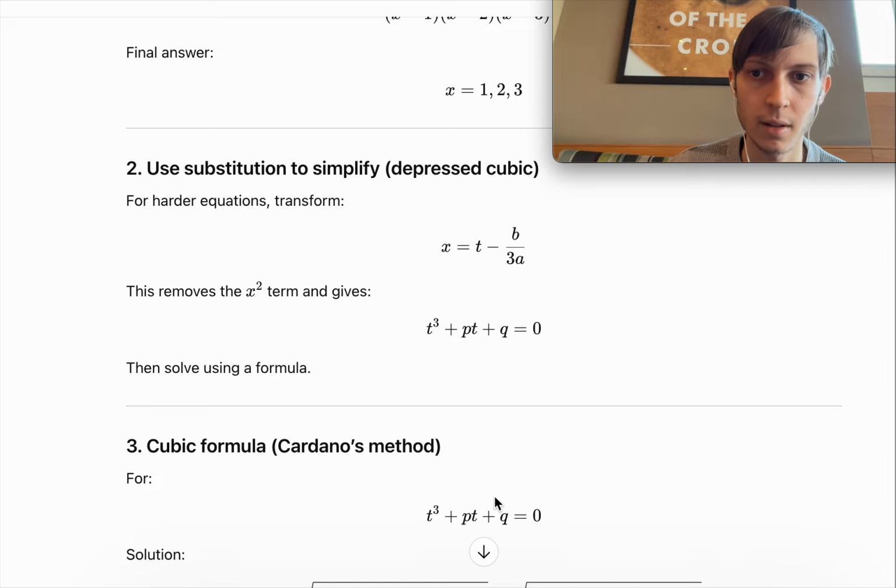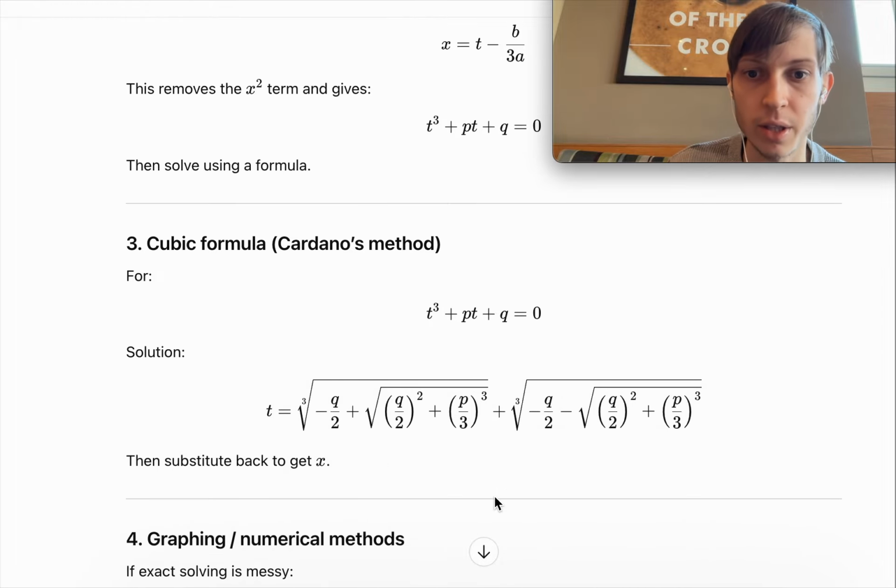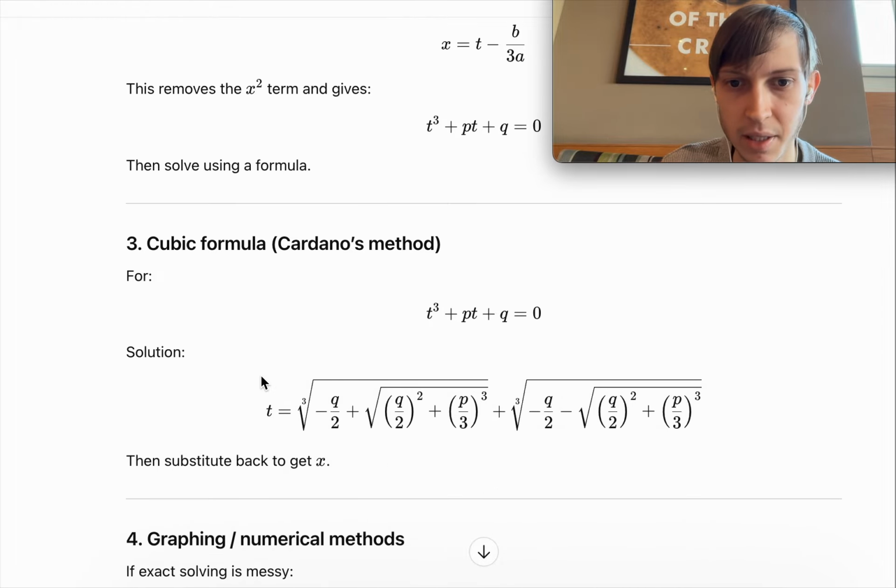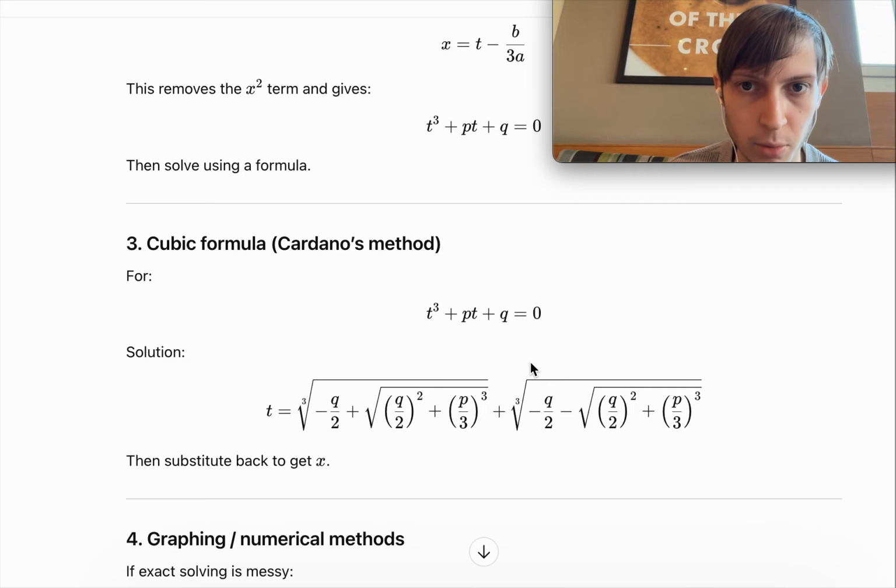You can search that: cubic formula. Oh, here it is. Nice. So basically it's an explicit formula, Cardano's method. For t cubed plus pt plus q equals 0, if you have such a form, we can solve using the cubic formula.